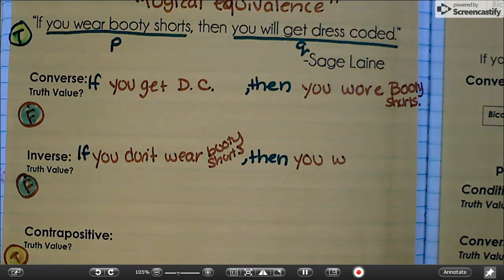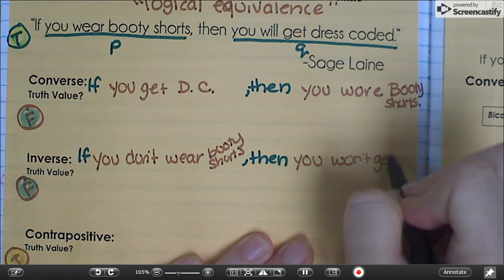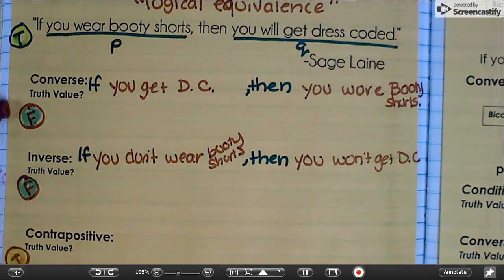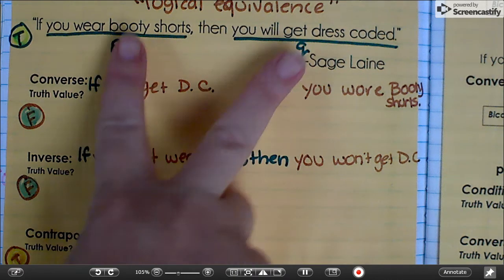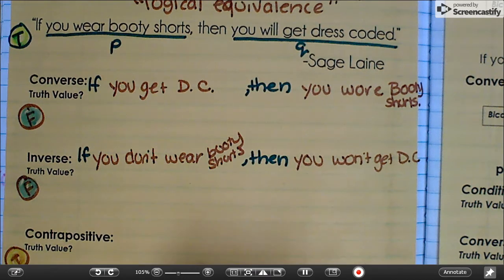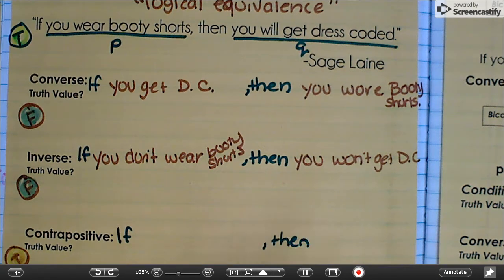Back to inverse. If you don't wear booty shorts, then you won't get dress coded. Remember, inverse makes them both negative. And we already decided it was false because the converse was false. And contrapositive does both. It takes these, switches them, and makes them negative. If and then are stuck, they won't move. They're glued to your paper.